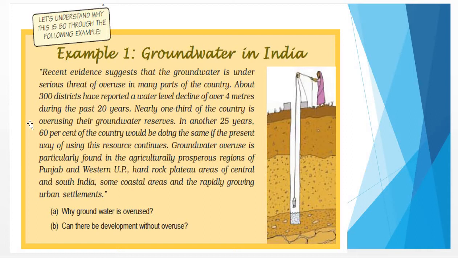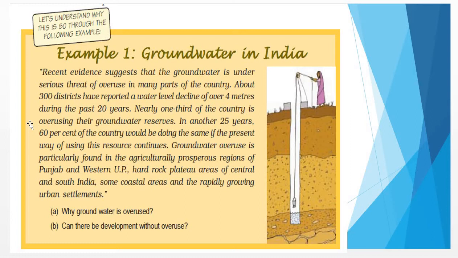It is being overused mainly due to modern methods of cultivation. You already know that modern methods of cultivation require a lot of water, and because of this huge requirement of water, the farmers are using groundwater very much, and as a result the water level is decreasing.